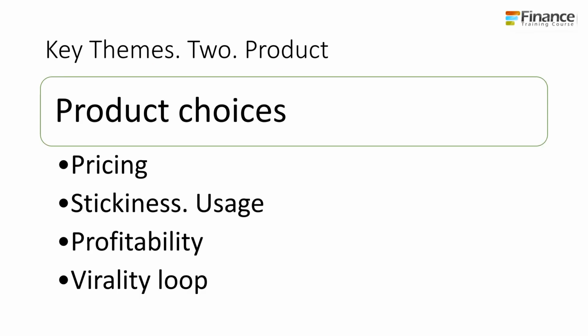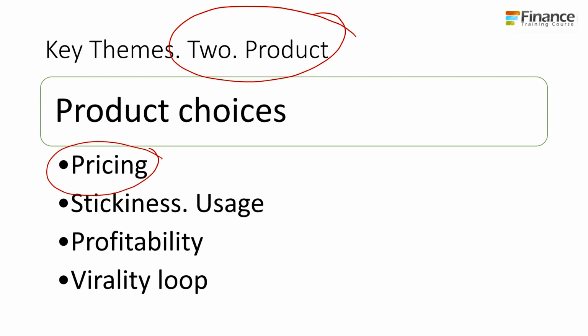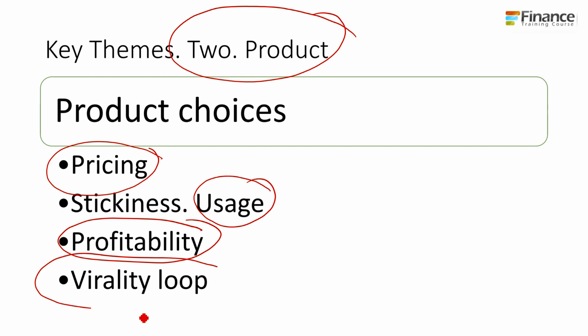Monetization and conversion are linked to the second theme, and that theme is product. You've already identified one, pricing is a key part, but a second part is stickiness and usage. Does your product have features? Does your product look at needs and wants that require customers to satisfy those urges or needs and wants on a regular basis? For that specific reason, they'll come back to you again and again. A third is profitability. A fourth is what I call the virality loop.